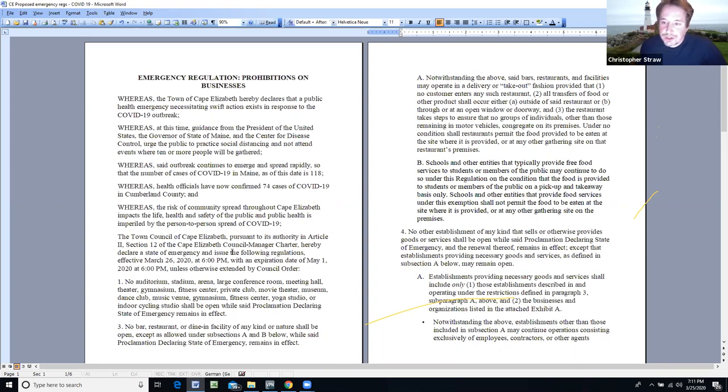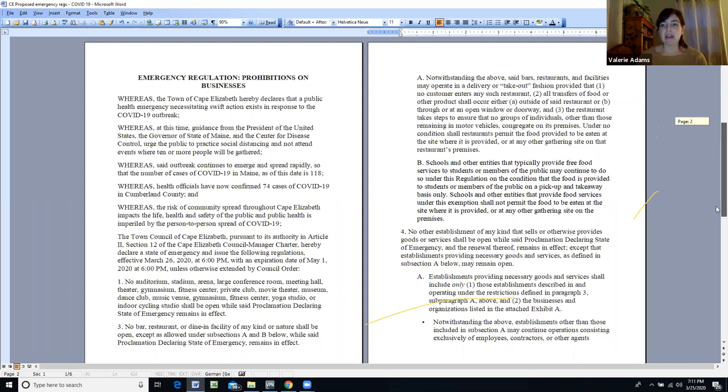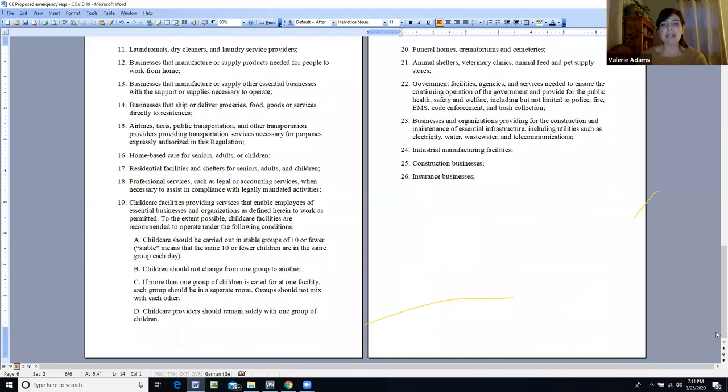All individuals currently living within the city of Portland are ordered to stay at their place of residence. Okay, so I would add all residents of the town of Cape Elizabeth and any temporary residents or visitors to the town of Cape Elizabeth are strongly urged to remain at their place of residence or abode, except to access essential or COVID-19 essential services.